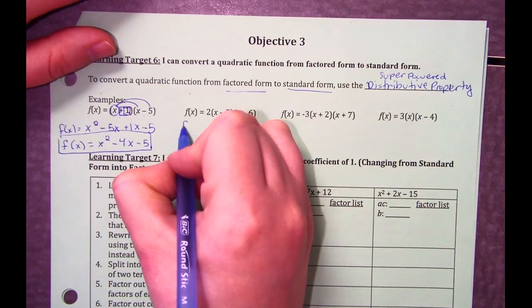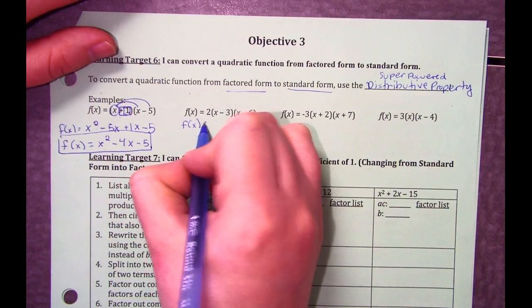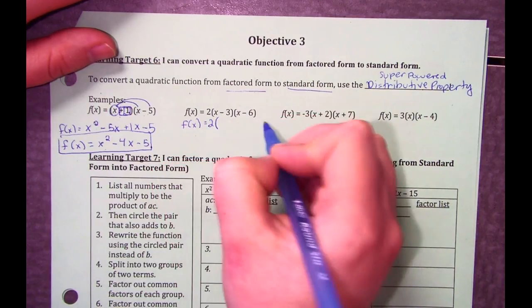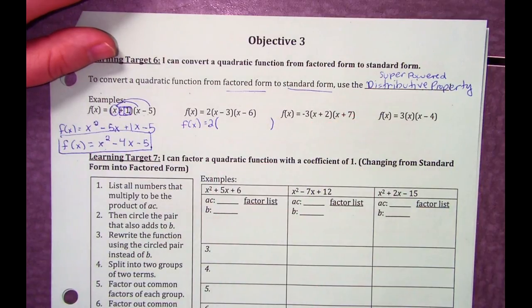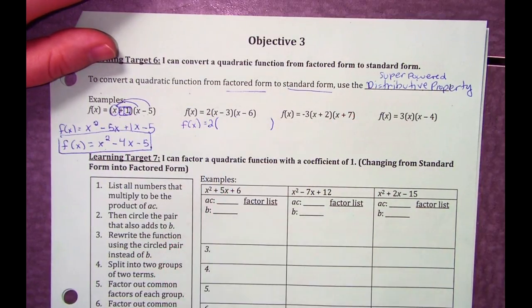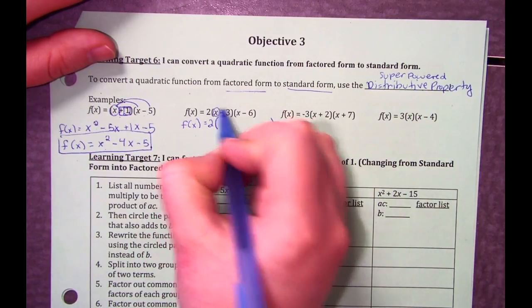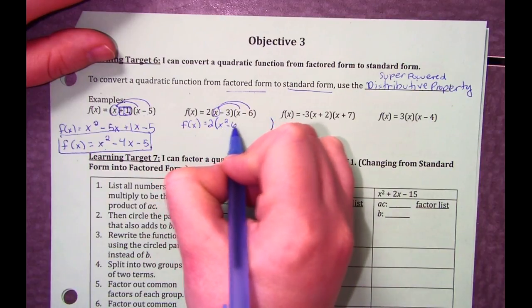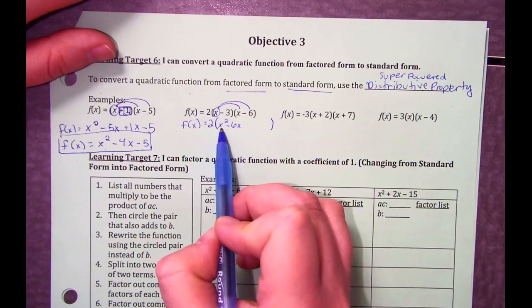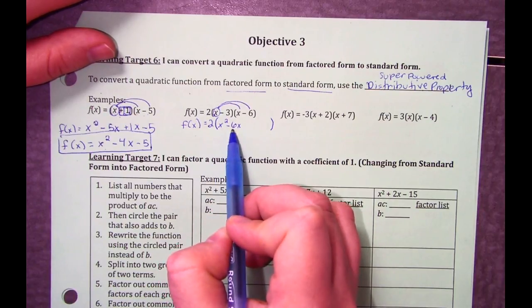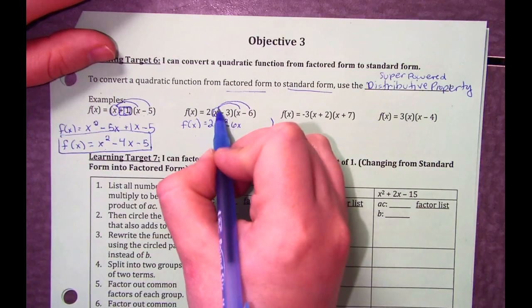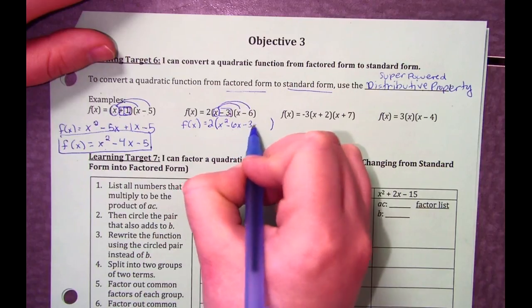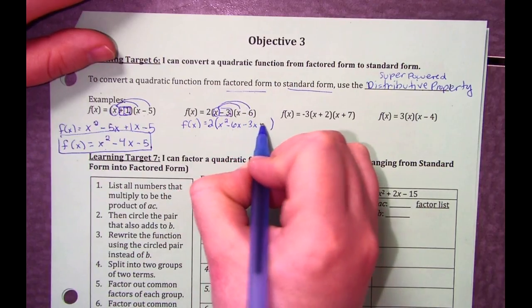Let's look at this next one. We have f of x equals, now we're going to leave the 2 alone for right now. We're just going to keep everything we do in these parentheses right here, because this 2 is multiplying all of it. So we have x times x and x times negative 6, so that would be x squared minus 6x, because x times x is x squared, and x times negative 6 is negative 6x. And then we're going to take this negative 3 and multiply this by each of these. So negative 3 times x is negative 3x. Negative 3 times negative 6 is a positive 18.